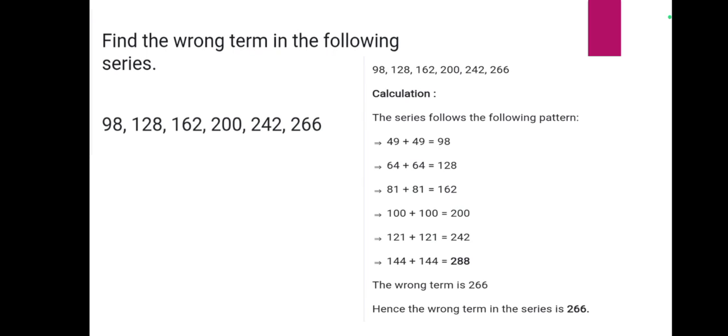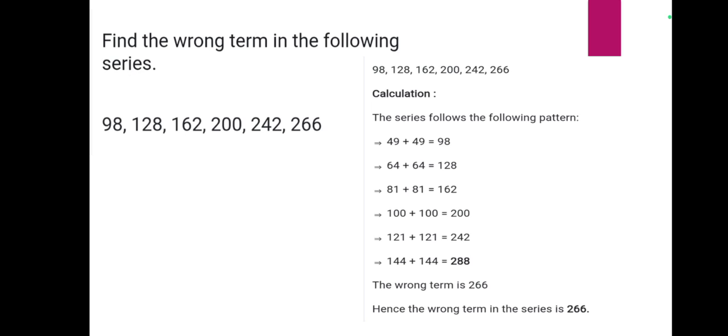The next question is also a wrong number finding, where the series given is 98, 128, 162, 200, 242 and 266. In this series, it is just the addition of squares of particular numbers. So we have 7 square plus 7 square, which is 49 plus 49, 98. Then we have 64 plus 64, 128.